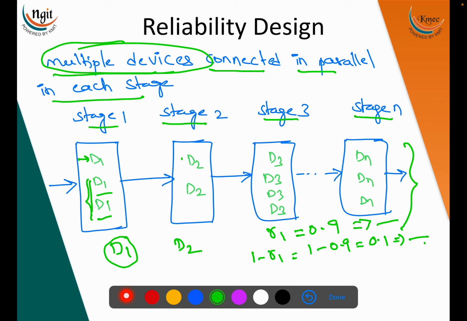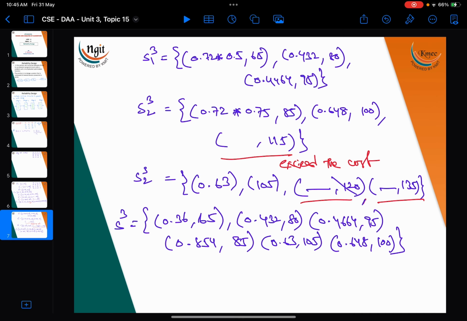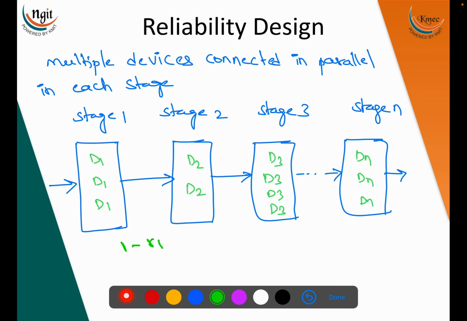Now, this is for only a single copy, but I am telling you that we will not use a single copy. With respect to the reliability issue, we will make use of multiple copies. So how to calculate the reliability with multiple copies, we'll see now. We calculate 1 minus R1, whole cube. The cube is because a device has 3 copies. That means I am calculating for D1. As you can see, D1 has 3 copies. Now 1 minus R1 whole cube is equal to 0.1 whole cube, which is equal to 0.001.